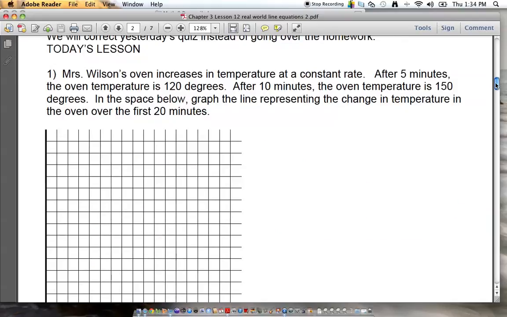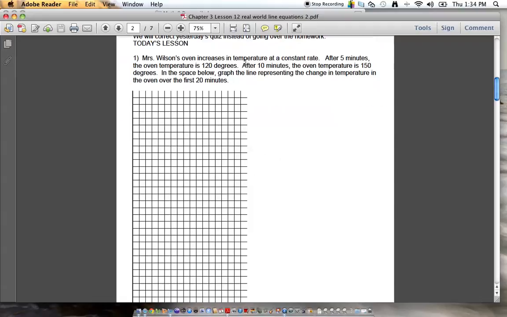Okay, so we talked yesterday about these real life word problems. And here we have Mrs. Wilson's oven.